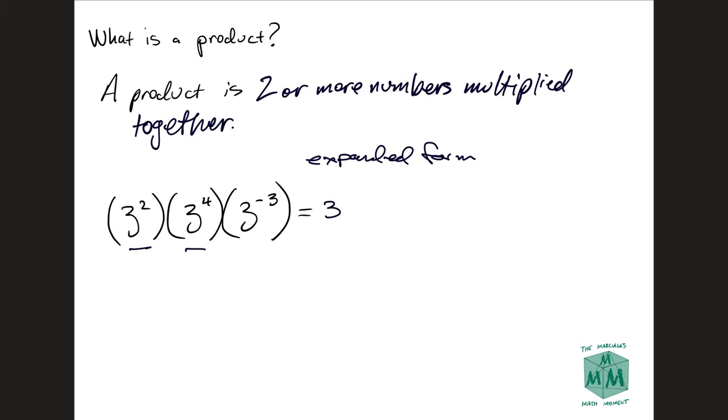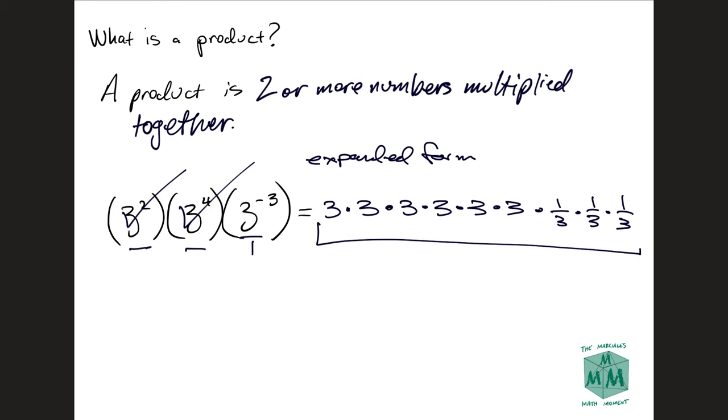Expand it out. So 3 squared is just 3 times 3. Check. 3 to the 4th is going to be 3 times 3 times 3 times 3. Well, there's 4 of those. Check. 3 to the negative 3. Remember, we're going to switch this. So it's going to be times 1/3 times 1/3 times 1/3. We should have an understanding about multiplication, especially when we multiply fractions. We're going to have 3 times 3 times 3 times 3 times 3 times 3. That's a lot of 3's. Over 3 times 3 times 3. These are our 1/3, okay? That's why they're in the denominator now.